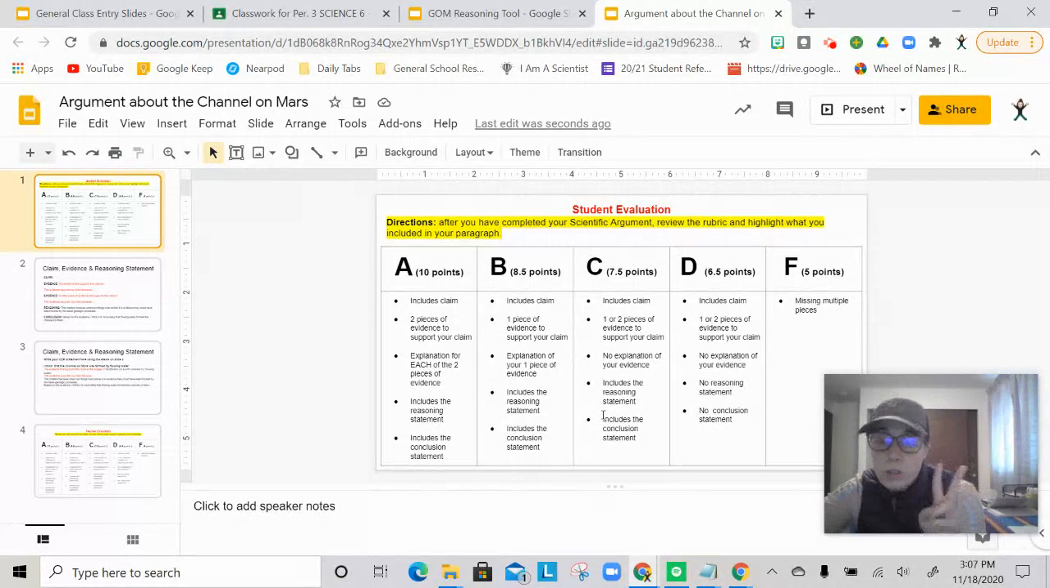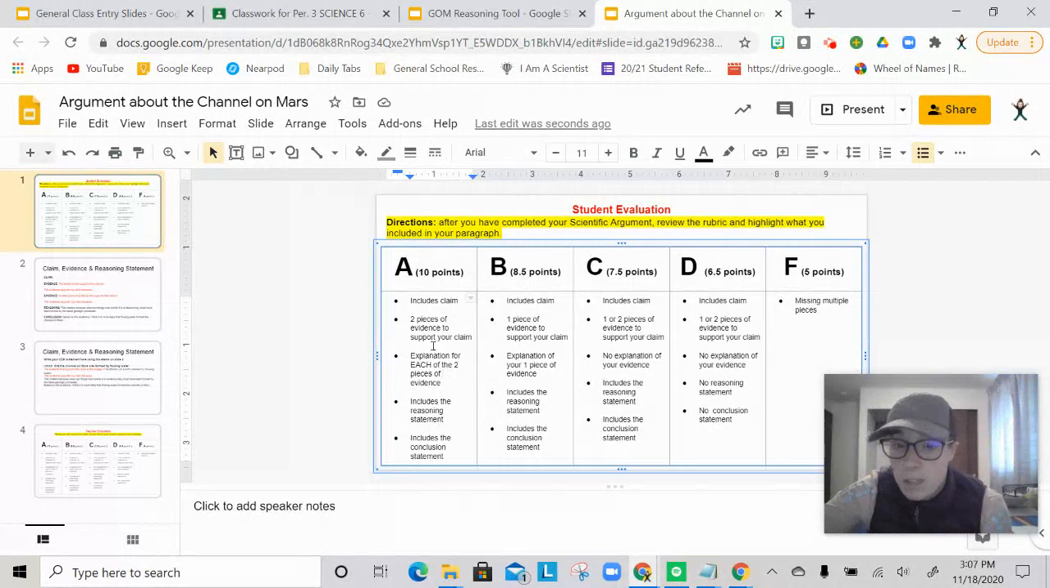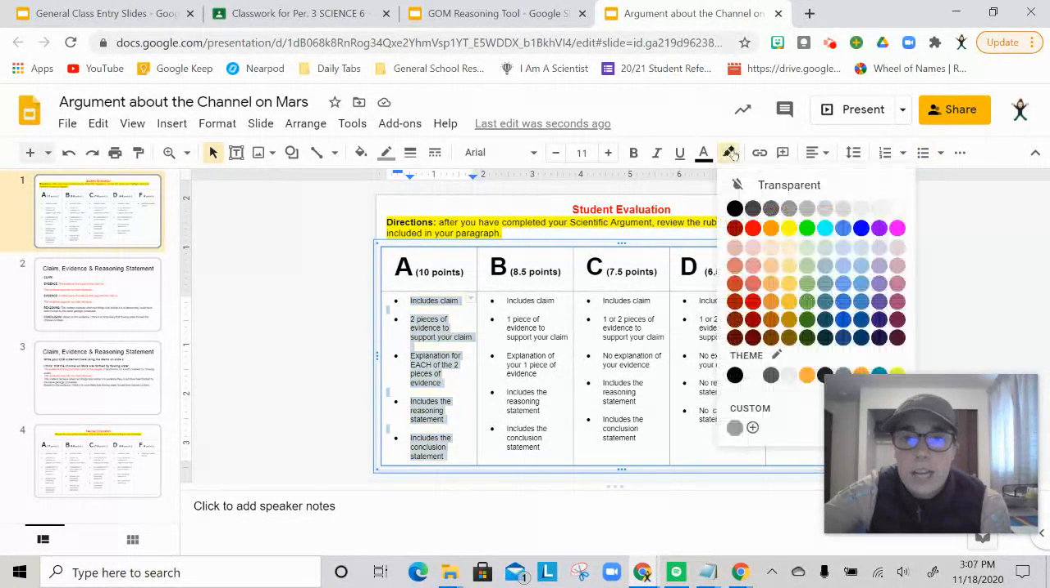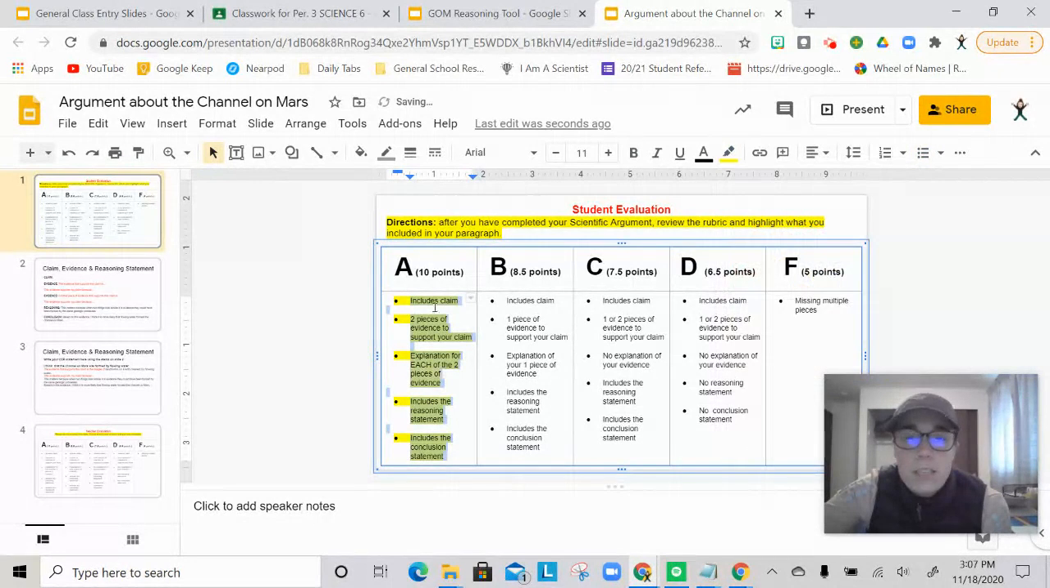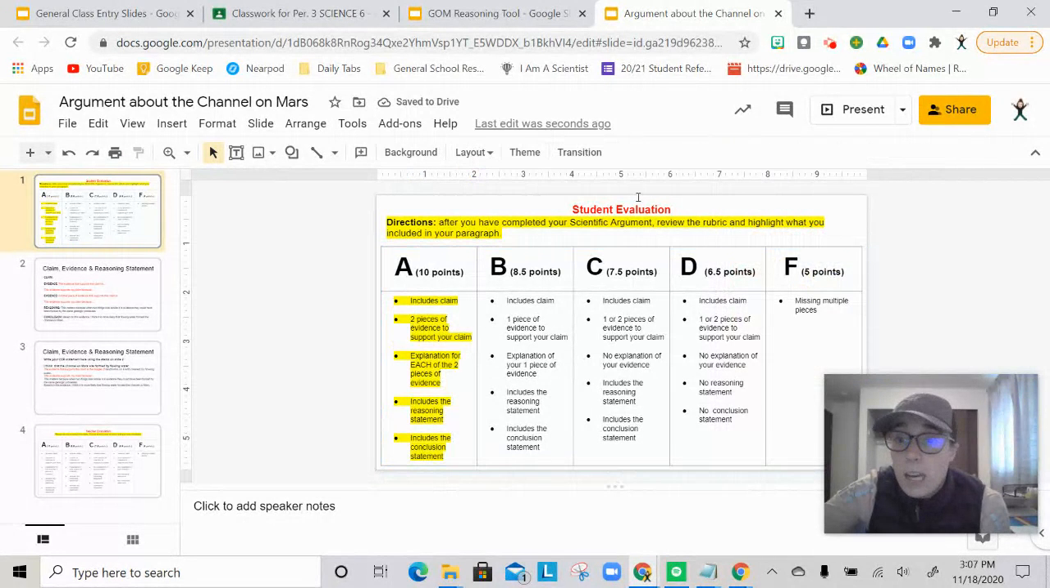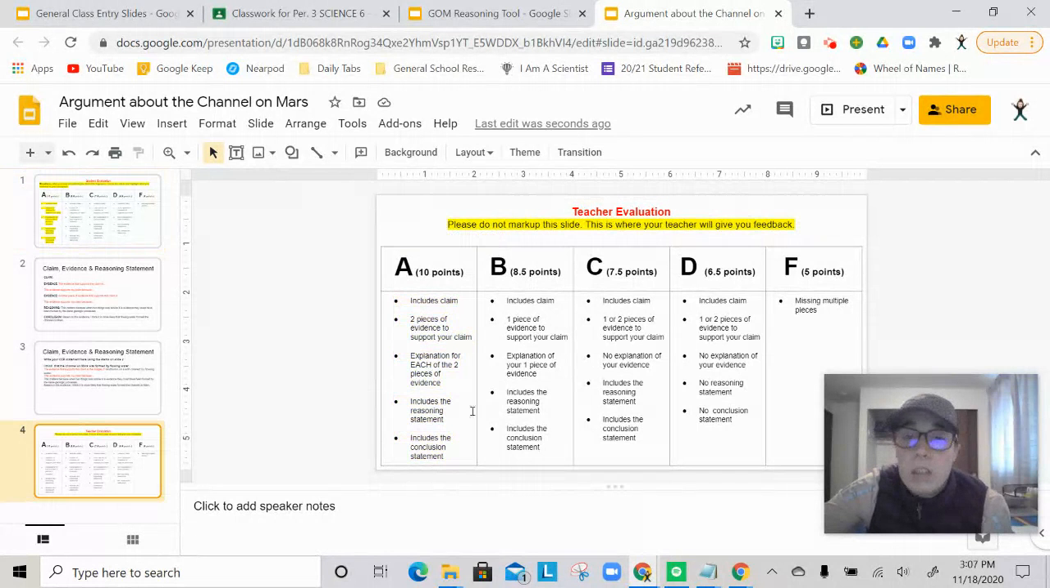So if you used two pieces of evidence and you believe you did a good job of explaining each of those pieces of evidence, you included your claim, you included the reasoning, and you included the conclusion, you can highlight all of these bullet points in section A to tell me you're evaluating yourself and you believe you fell in the A range. I will do the evaluation on the fourth slide.